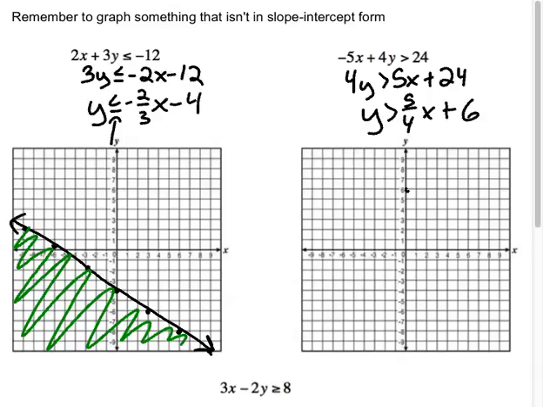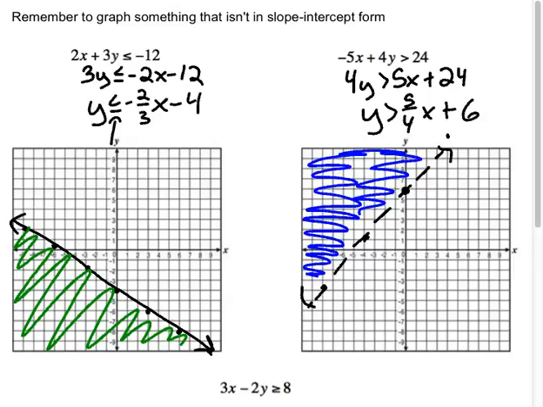So y-intercept up at 6, rise over run up 5 over 4. So that's going to go a little bit off. It's going to go up there. So let's go the exact reverse. Down 5, back 4, back 4. So we're going to get this, and this is going to be a dashed line because it's strictly greater than. Greater than means I'm going to shade above my line. And now that is all.